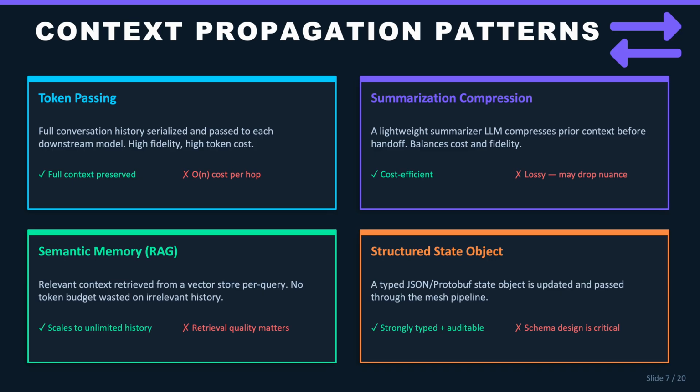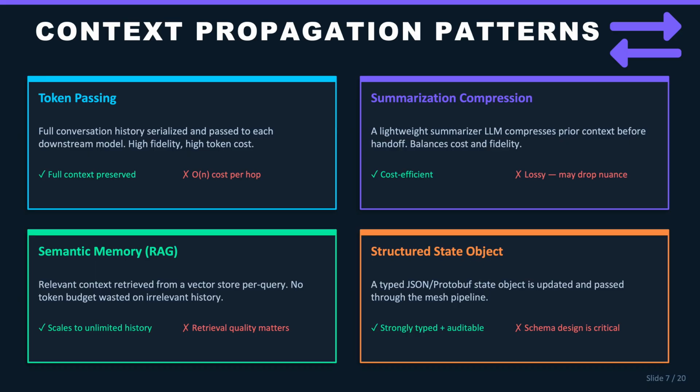Summarization. Compression uses a lightweight summarizer LLM to compress prior context before handoff. It's cost-efficient but inherently lossy and may drop critical nuance. Semantic memory, also known as RAG, retrieves only the relevant context from a vector store per query. This scales to unlimited history with no token budget waste, but retrieval quality becomes your critical dependency.